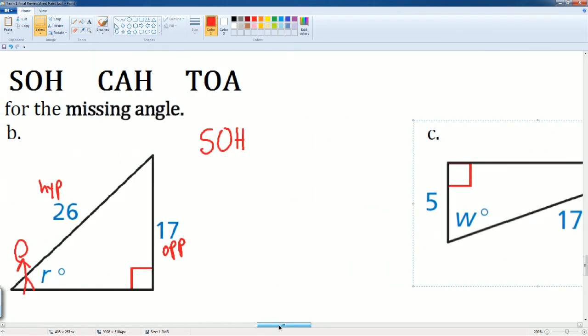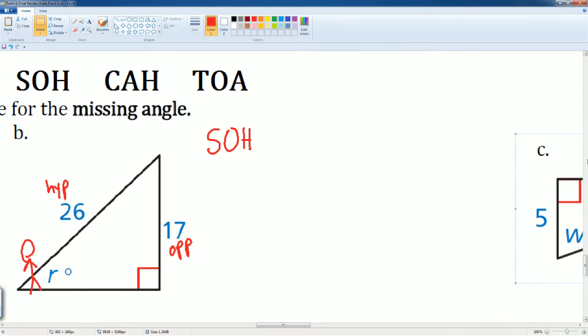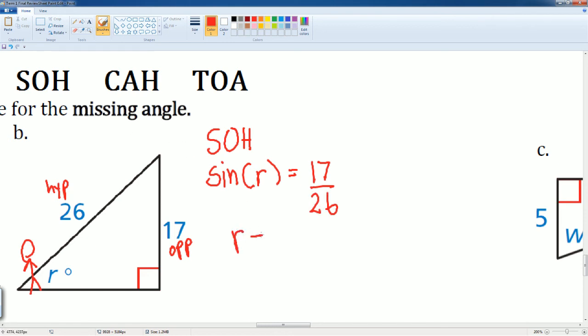Right. So let's just write it. Sine, and the angle here is angle R. So sine R is equal to opposite, which is 17, divided by your hypotenuse, which is 26. We want R, we want the angle, so we use the inverse. R is equal to sine inverse, so I'm going to make that a different color here. Parentheses, same thing. Parentheses 17 over 26. All right, good.